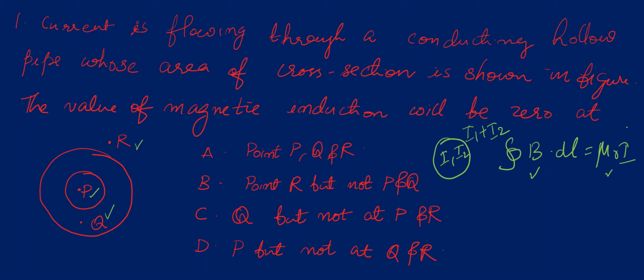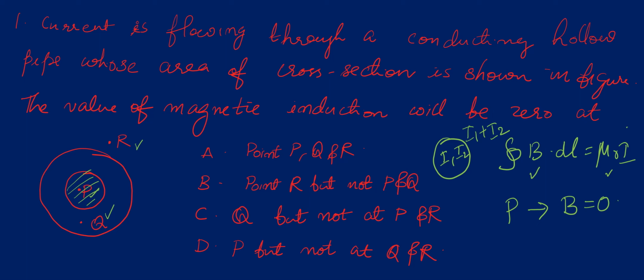So if we consider the point P, in this area there is no current, so there is no magnetic induction at P. At P, magnetic induction is equal to 0.